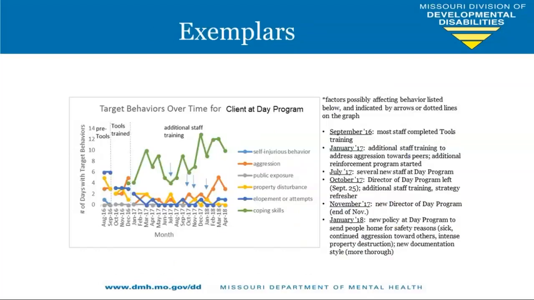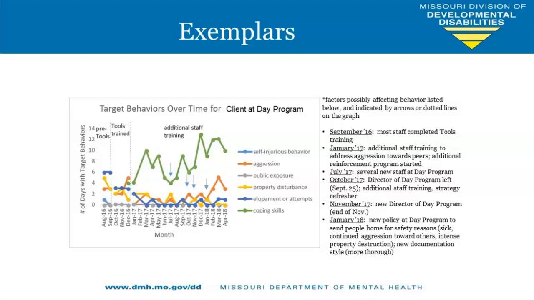I'll throw it out to you guys too, but I'm going to go through it as we see why this is an exemplar. The first thing I'm going to say is that, oh my gosh, the axis is labeled, which is really cool. Number of days with target behaviors, months, awesome. Then we've got on here both the replacement behavior and the target behavior. So hopefully you can differentiate that.